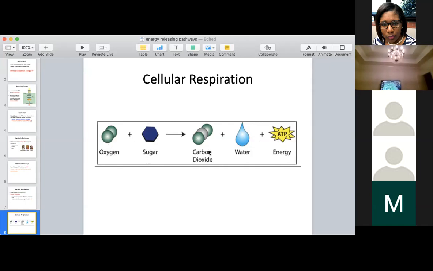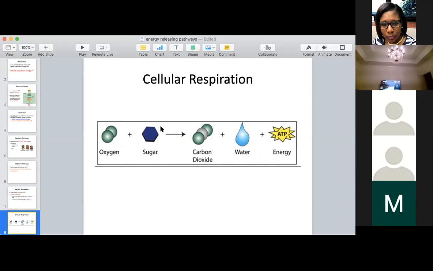glucose will yield carbon dioxide. We know that we breathe out carbon dioxide just because we exist. Carbon dioxide, water as a byproduct, and then energy in the form of ATP will be produced. So you should be familiar and have in your notes the chemical equation that represents what happens during cellular respiration.